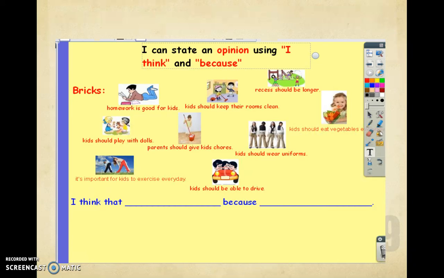Here's another example. I can state an opinion using I think and because. In this example, stating an opinion is the function, and the forms are I think and because. If the teacher was to add content to this, it would be about everyday things, and if she was to add a support, it would most likely be either this word bank or the sentence frame.